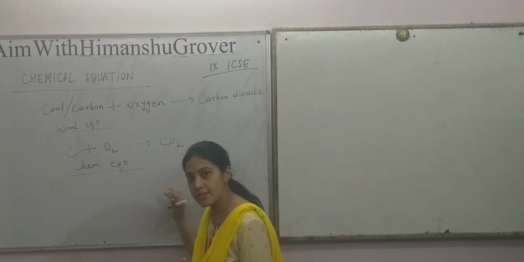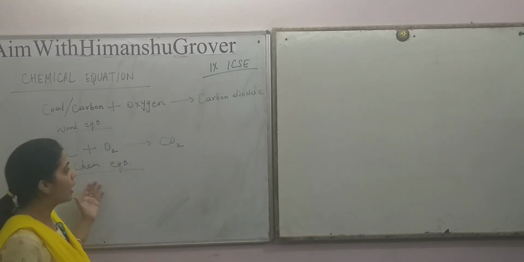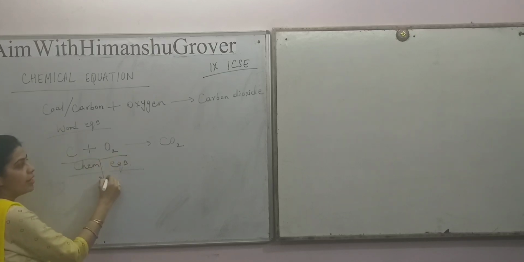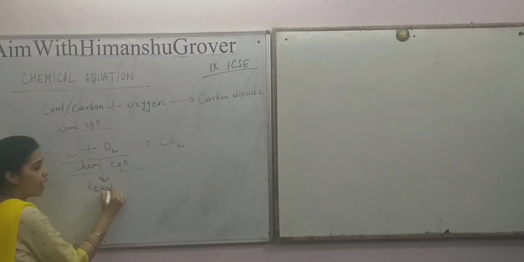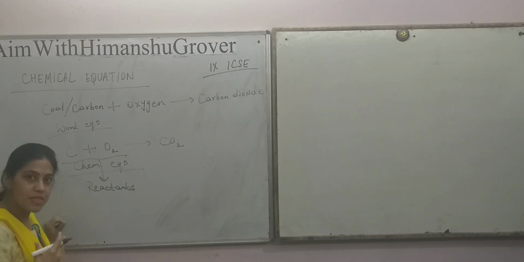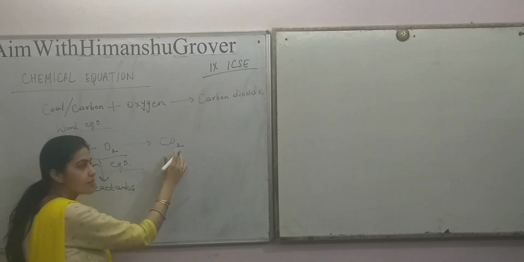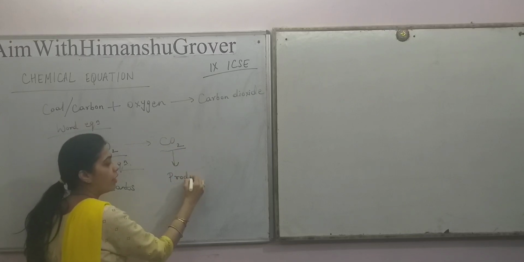जो substance involve हो रहे हैं उस chemical change में, उनको कहा जाता है reactants, and they are always written on the left hand side of the arrowhead. This means here carbon and oxygen are the reactants, while the substances which are produced are called the products, and they are always written on the right hand side of the arrowhead.